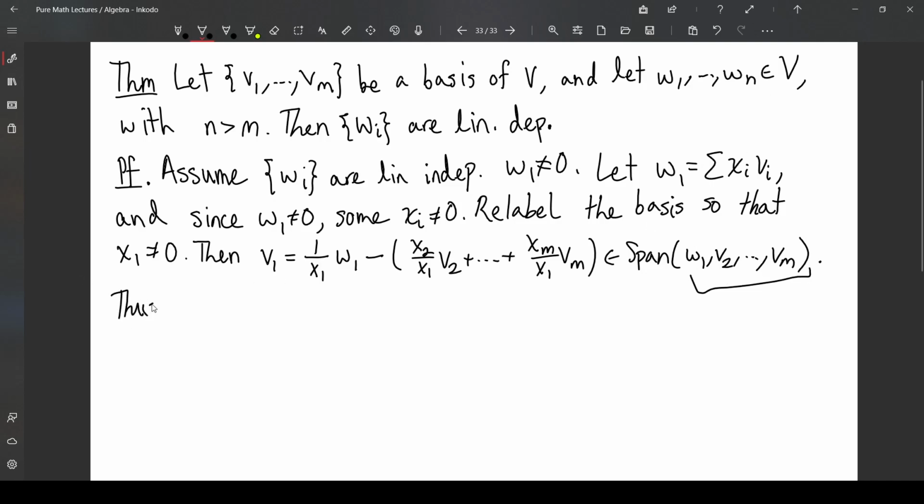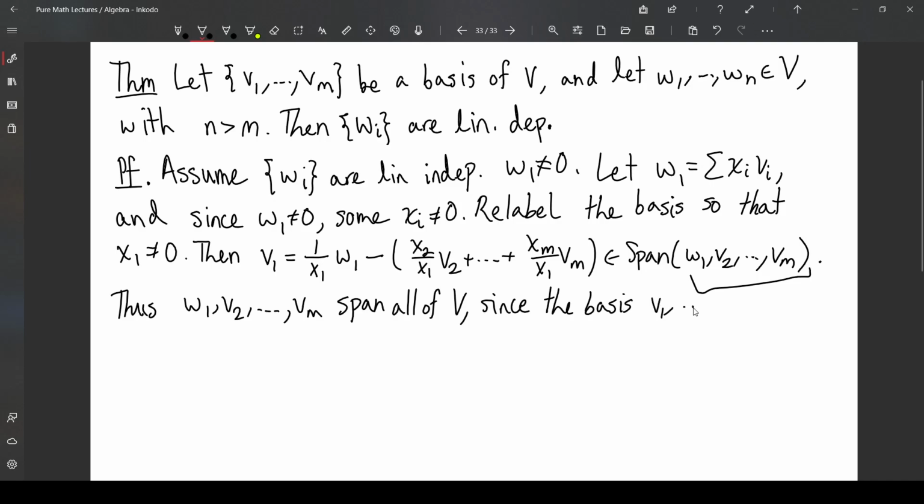Thus, w1, v2, up to vm span all of V, since the basis v1 through vm is contained in the span. Okay?